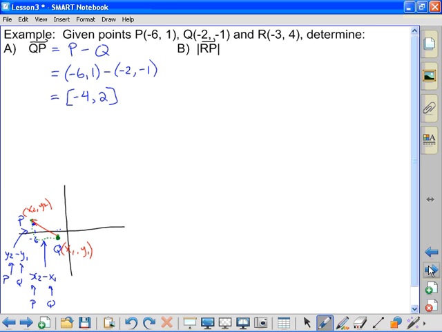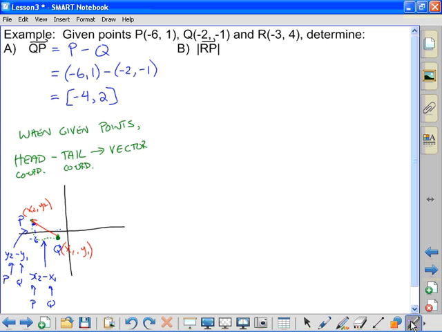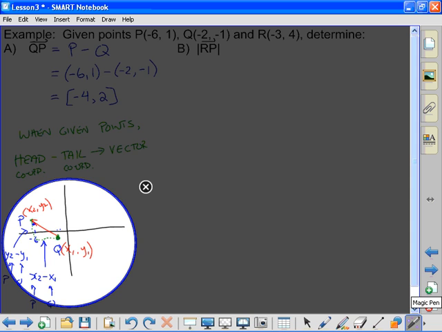All right, so remember that for points, when given points, head minus tail will result in a vector. So the head coordinate minus the tail coordinate. That's true every time. So this is not required anymore. This is just sort of a quick show you why it works. So we don't need that anymore.